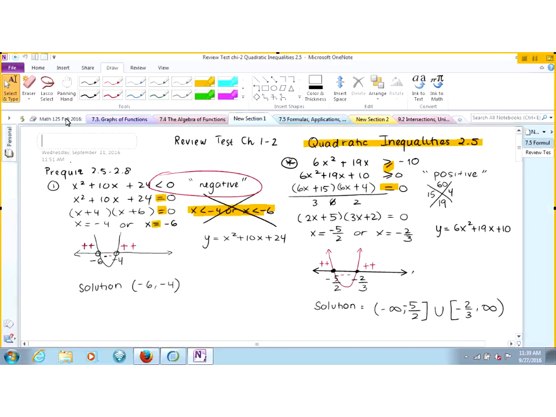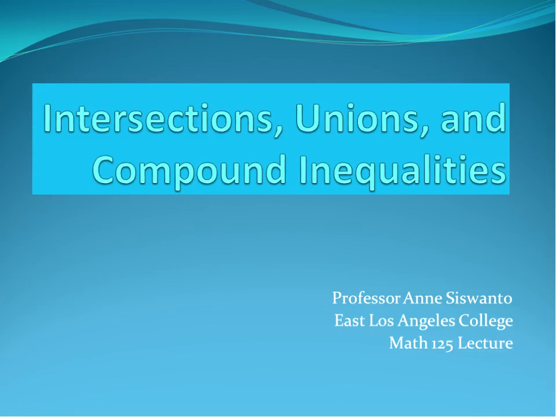Okay, so let's see. We're done with 9.2. We're done with intersections, unions, and compound inequalities. So let me stop the recording.